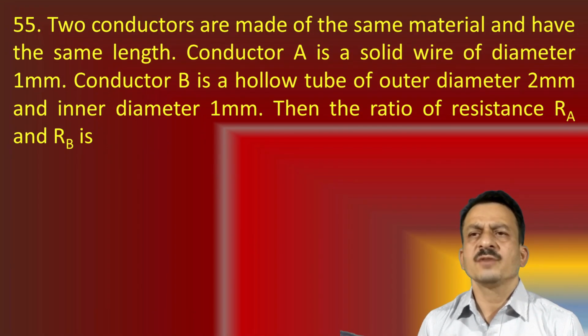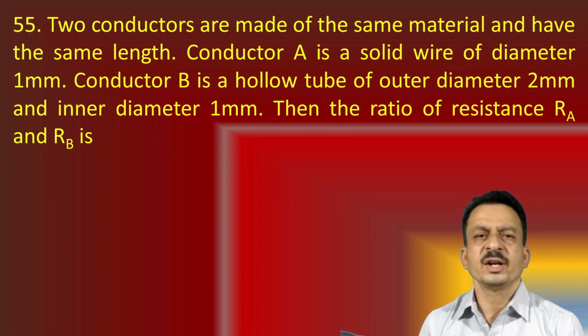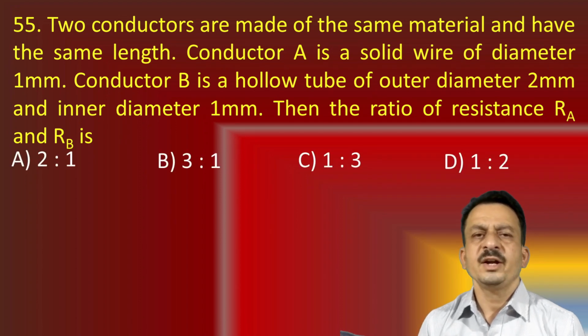Two conductors are made of the same material and have the same length. Conductor A is a solid wire of diameter 1 mm. Conductor B is a hollow tube of outer diameter 2 mm and inner diameter 1 mm. The ratio of the resistances RA and RB is, options: A, 2:1; B, 3:1; C, 1:3; D, 1:2.